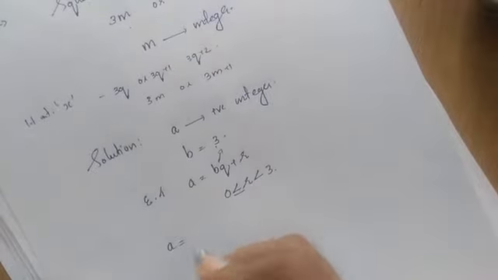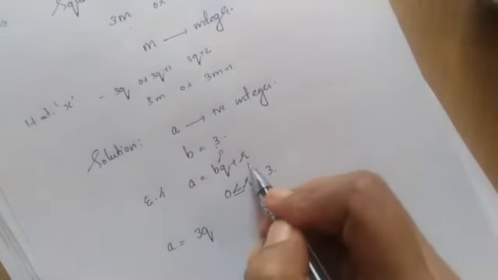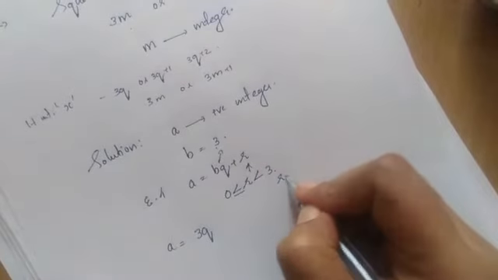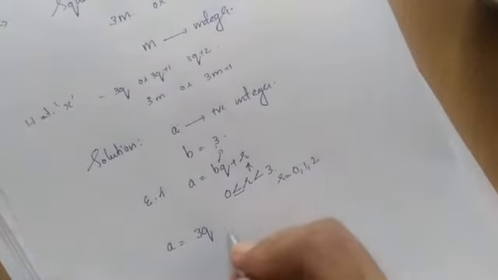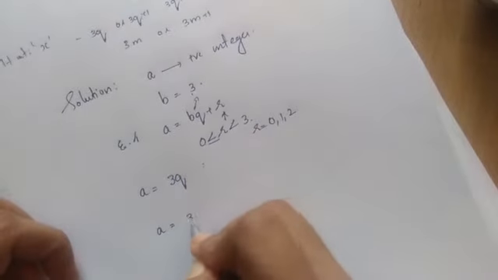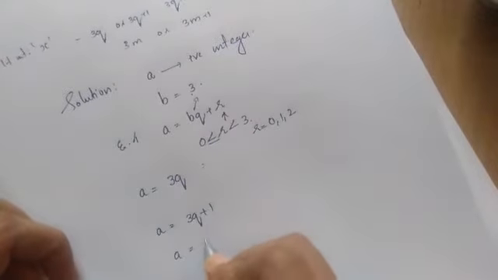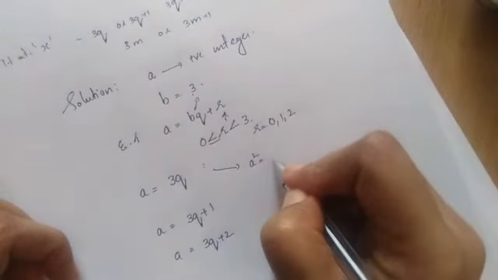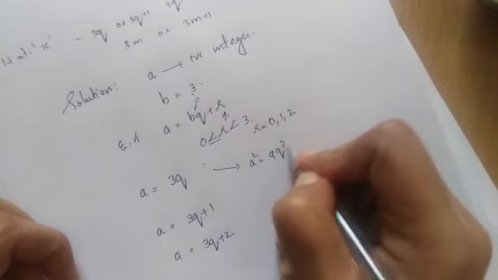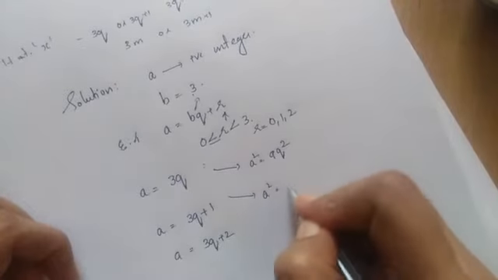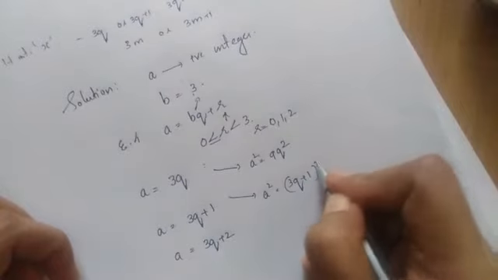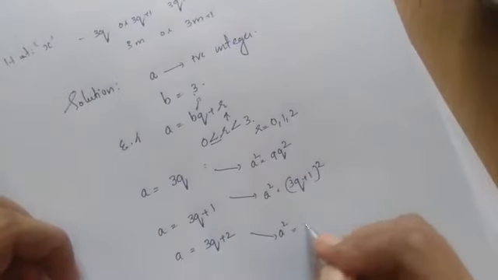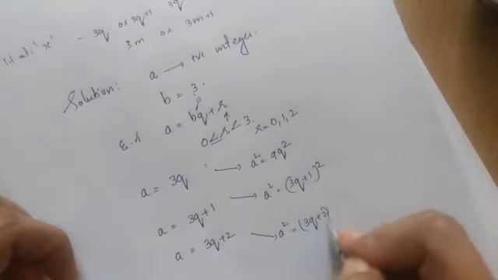We can rewrite Euclid's theorem as a equal to 3q plus r and substitute the value of r. What is the value of r? According to this range, 0, 1, 2. So a is equal to 3q plus 0, which is a equal to 3q. Next, a equal to 3q plus 1, a equal to 3q plus 2. Then we have to take a square. a square is equal to 9q square. Then a square is equal to 3q plus 1, the whole square. And a square is equal to 3q plus 2, the whole square.